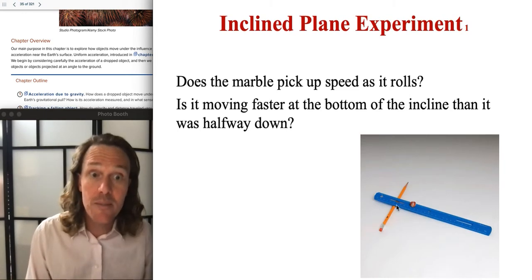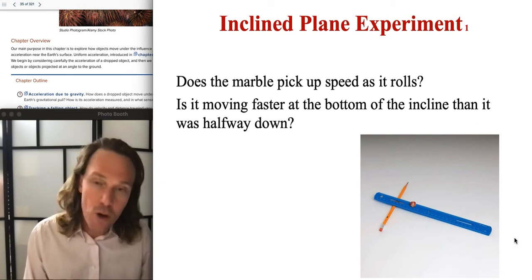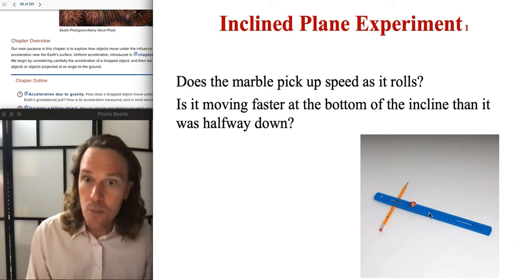Here's a really simple inclined plane with this ruler slightly lifted up on one end due to the pencil underneath it, right? And then the lower end over here resting on the table. The handy trough in the middle of the ruler will allow for a marble to roll down it, all right? And this marble will roll down.